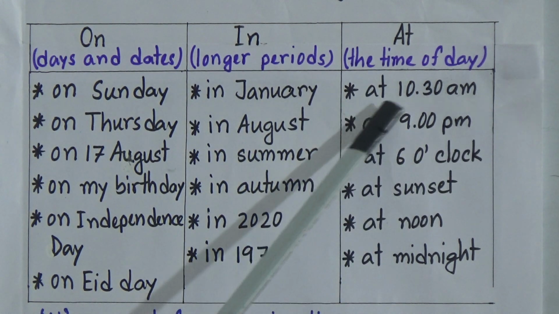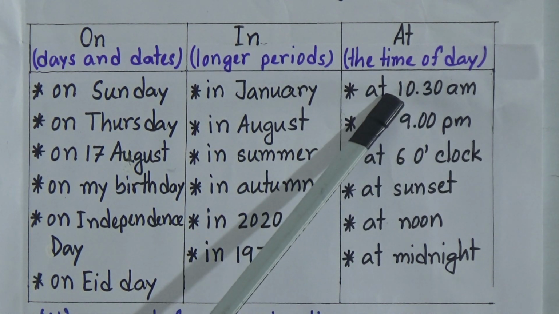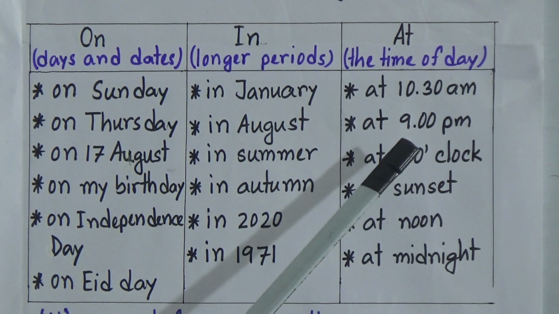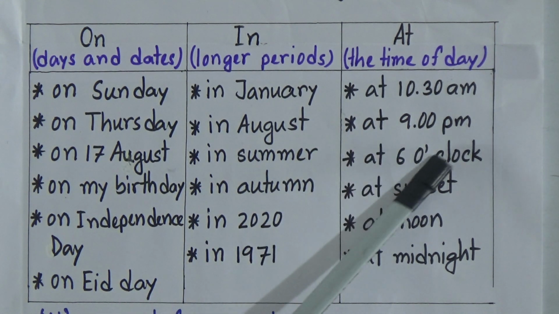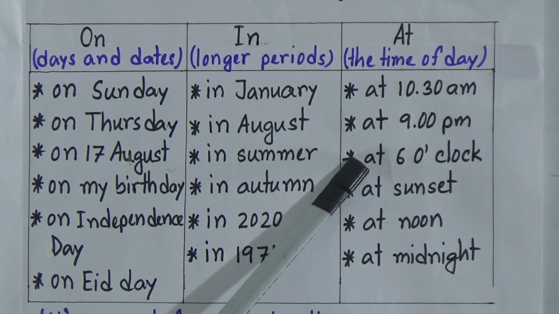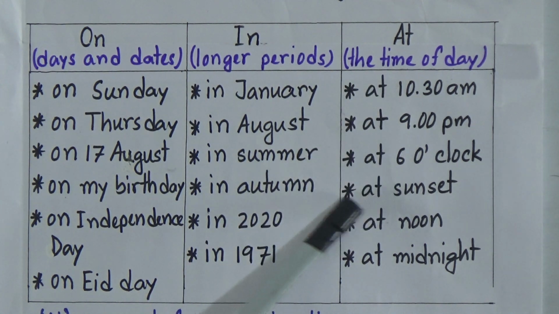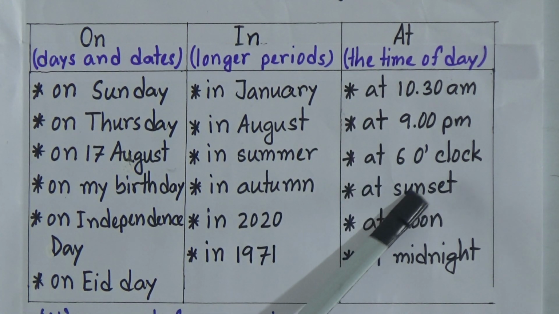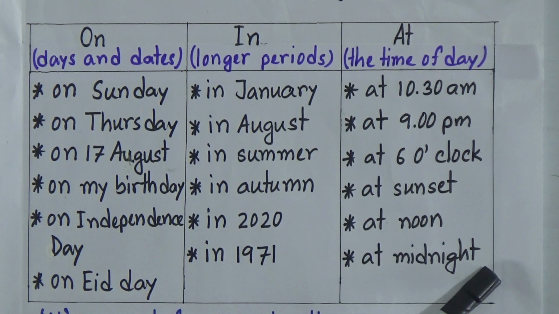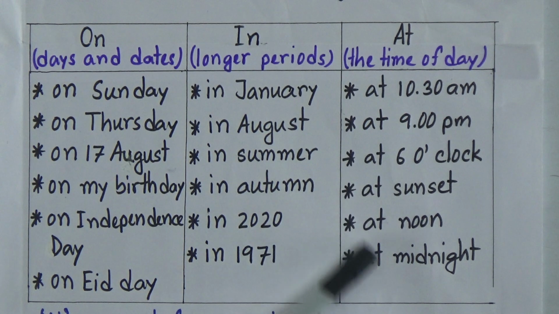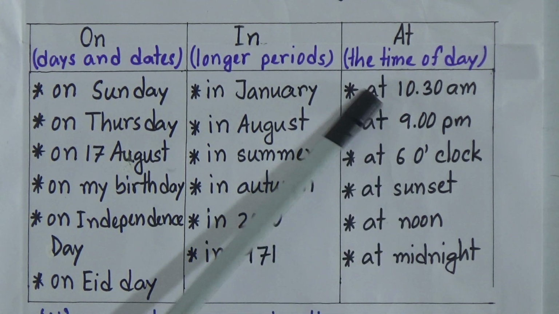So if you mention at 9 a.m. or at 12 p.m. or at 1 o'clock, you will use at in front of the time. Or at sunset, that means it is a part of a day. At noon, at midnight, so those are the parts of a day. So you will use at in front of the time of a day.